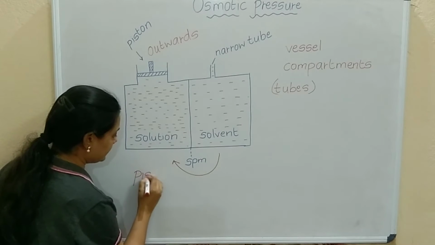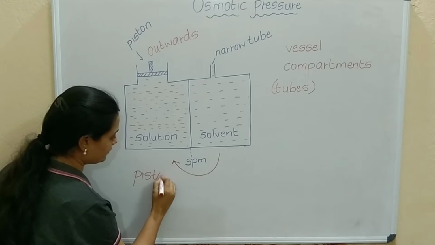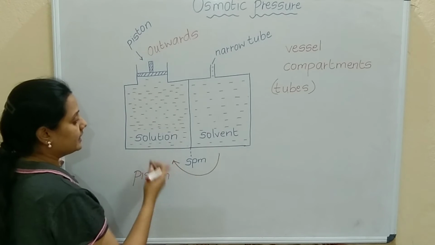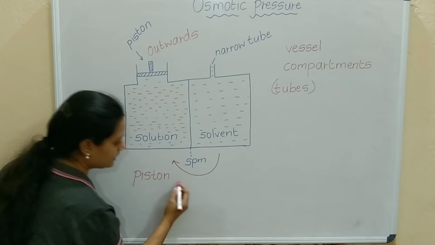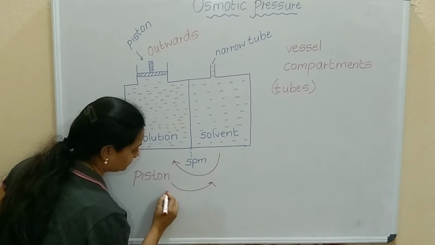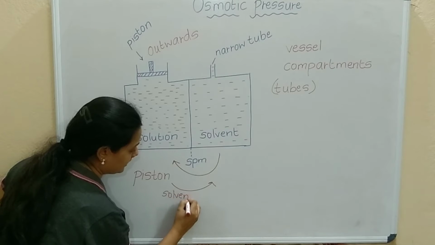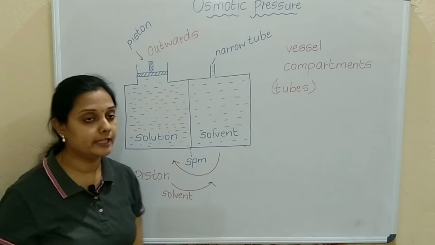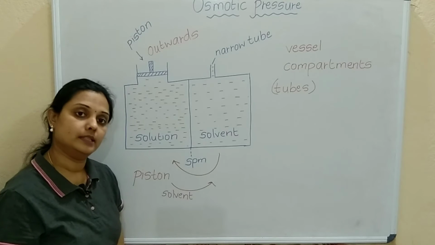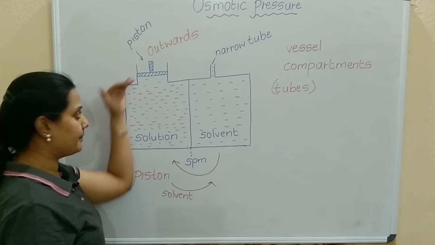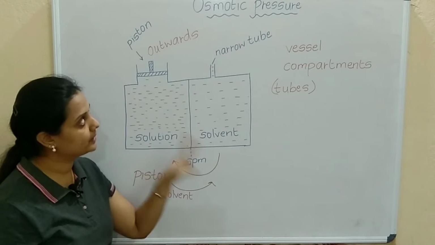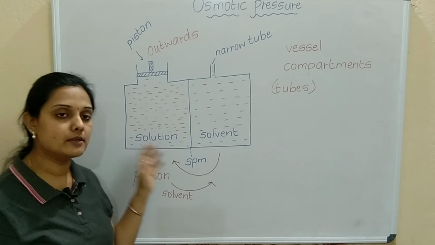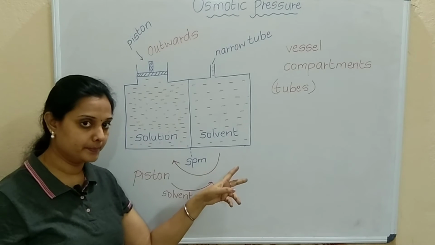If the piston is pushed down, that means what? You are applying some pressure, correct? So what will happen? The solvent molecules will move back into the solvent compartment, correct? So what we are doing? We are applying a pressure to stop the osmosis, or making the particles of the solvent move back.